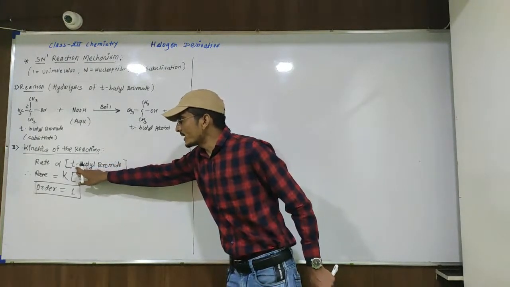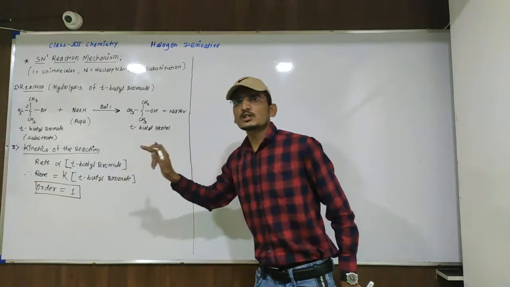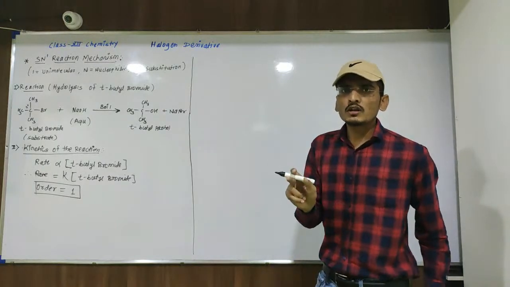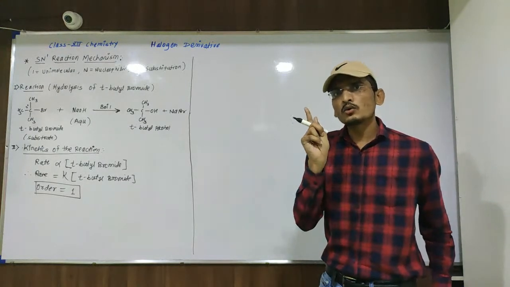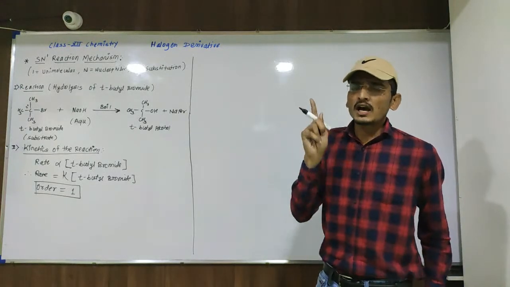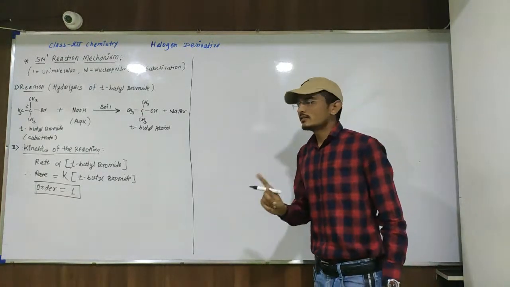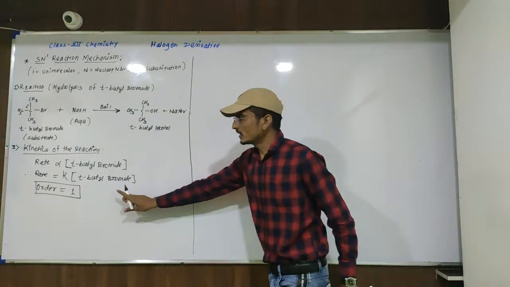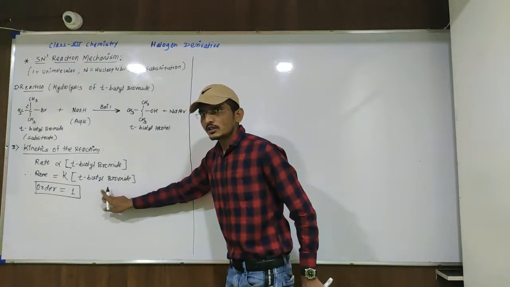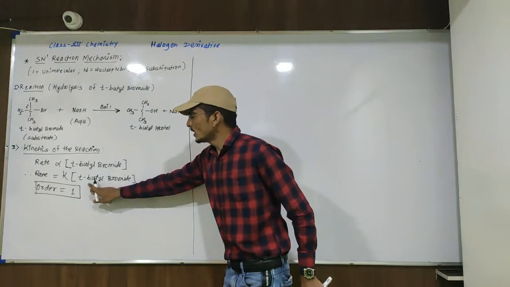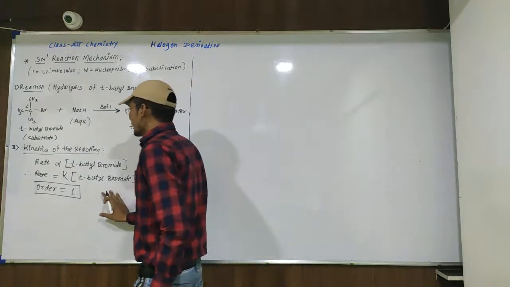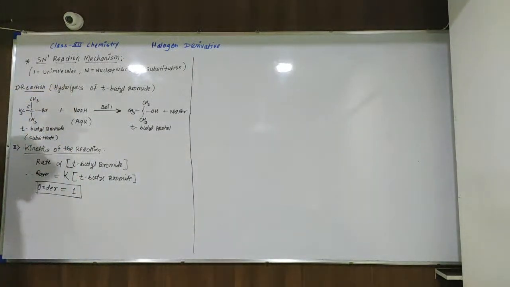Why? Because the rate of reaction only depends on the concentration of tert butyl bromide, not on the concentration of nucleophile, that is OH minus. So that's why only one molecule participates in the rate determining step. So it is nothing but the unimolecular nucleophilic substitution reaction. So from that you can count the order here. Order is 1 because the rate of reaction depends on only one molecule. So that is nothing but the order of reaction. Okay, so the next step, that is the third one.